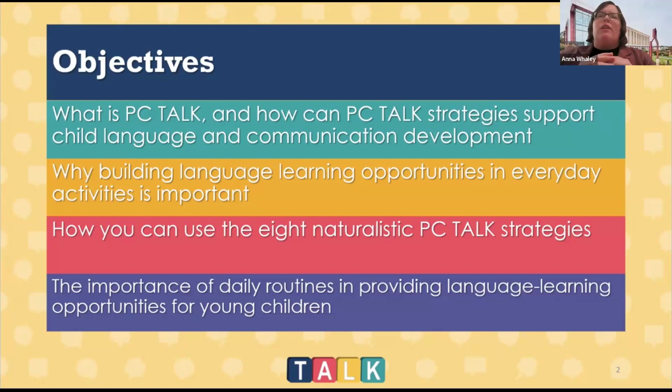The last part, the importance of building daily routines, is listed as the last objective, but that will be peppered throughout the presentation. That's really the key to PC Talk, using these strategies in everyday activities.